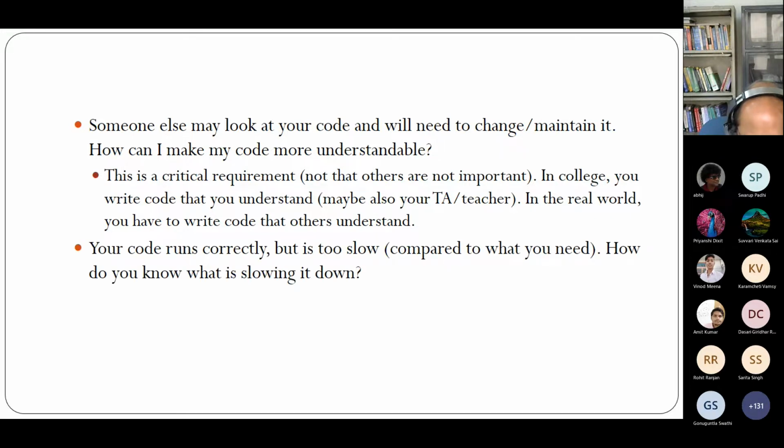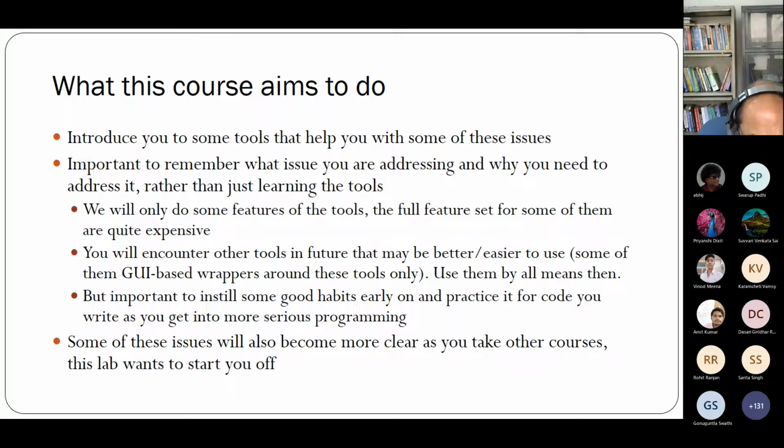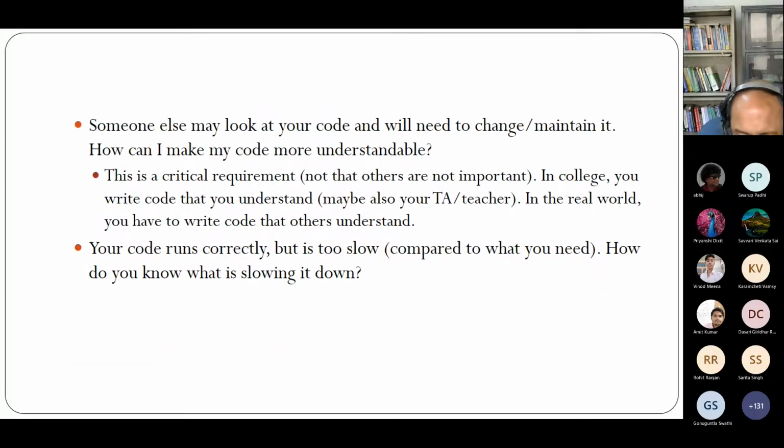Oh, okay. There is one more thing. I think this is the last one. Yeah. So your code runs correctly. So now you have written correct code. You have managed all these other issues and so on, but it's too slow compared to what you need. How do you know what's slowing it down? It's a huge piece of software. So where do you start?